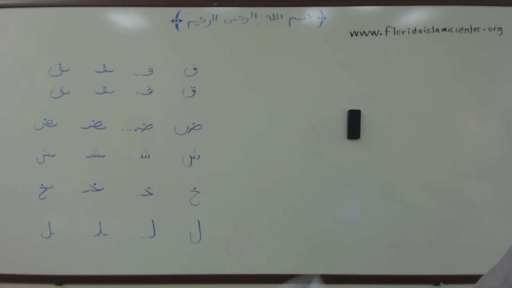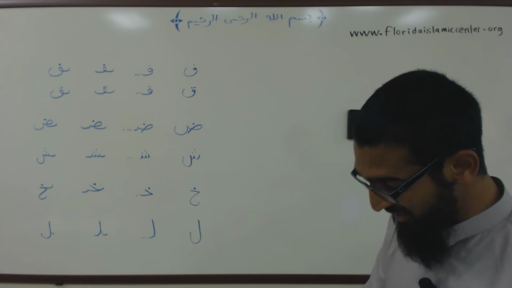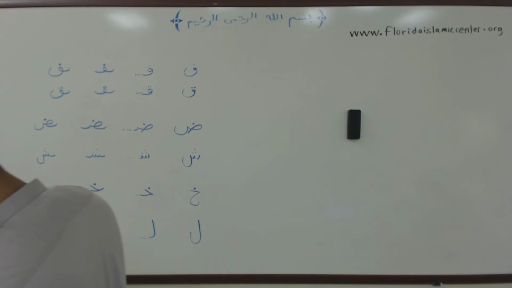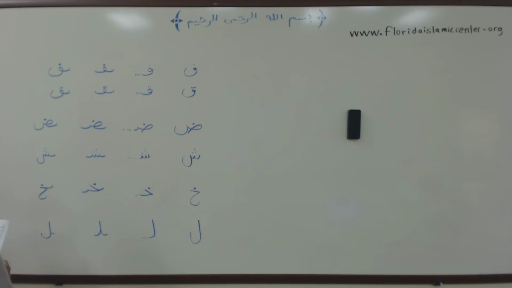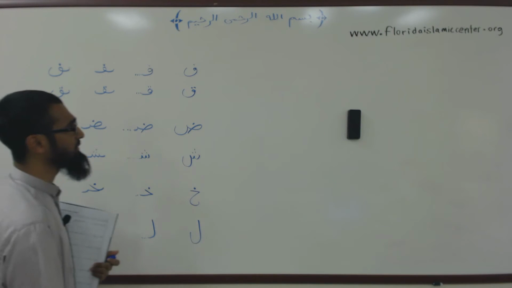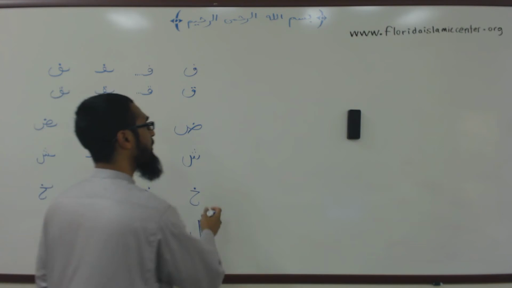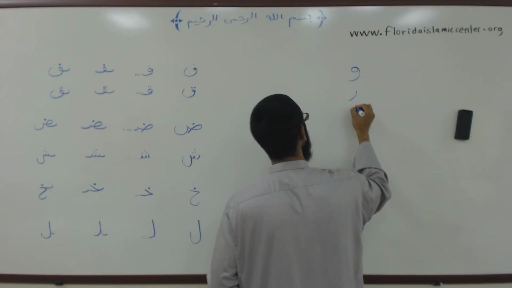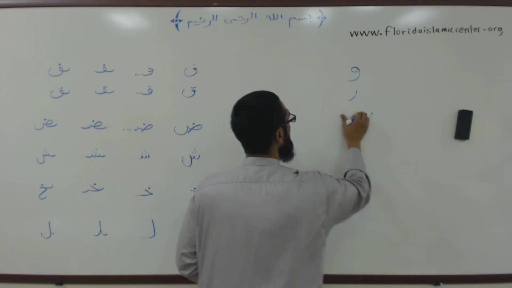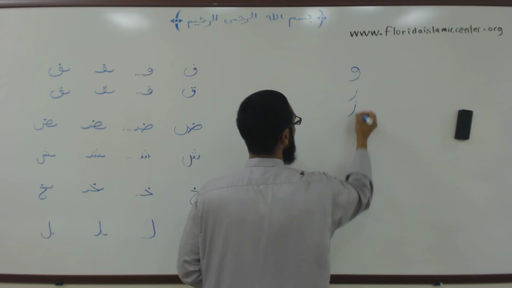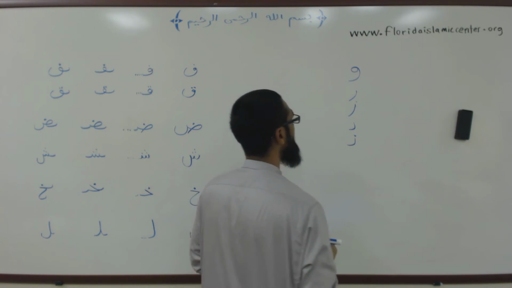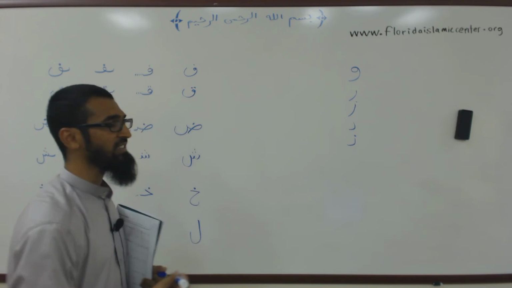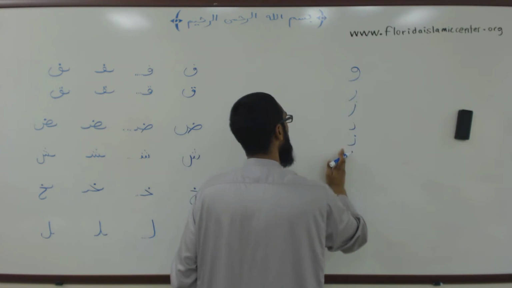No, exactly. None of these are connected. But there's one letter that can be connected, right? But because it appeared in the beginning of the word, you couldn't connect it. Actually, look, all of these letters, the waw, the ra, and the dal, they all follow the same rule. Waw, ra, zai, dal, all of these, they follow the same rule. You cannot connect anything from this side of it.